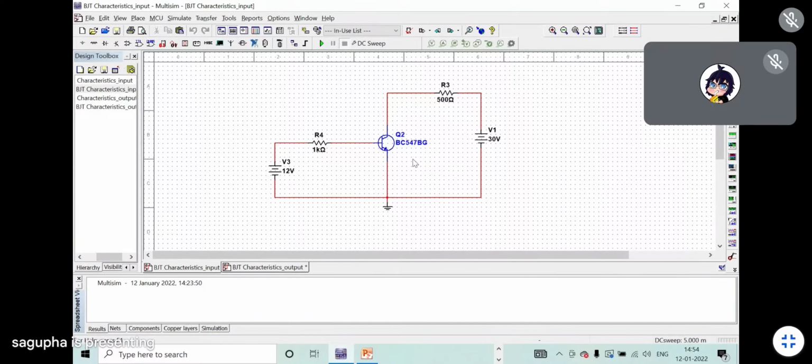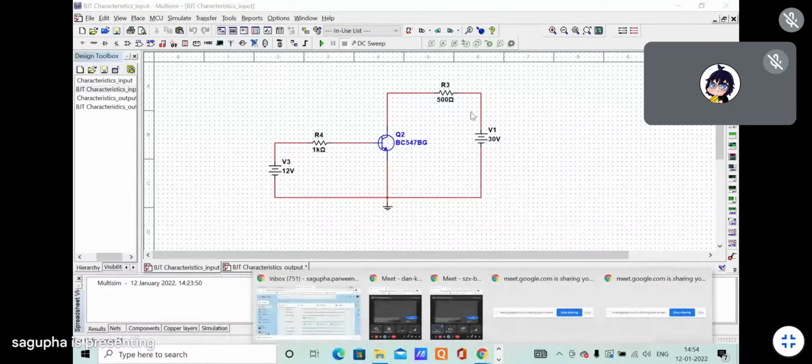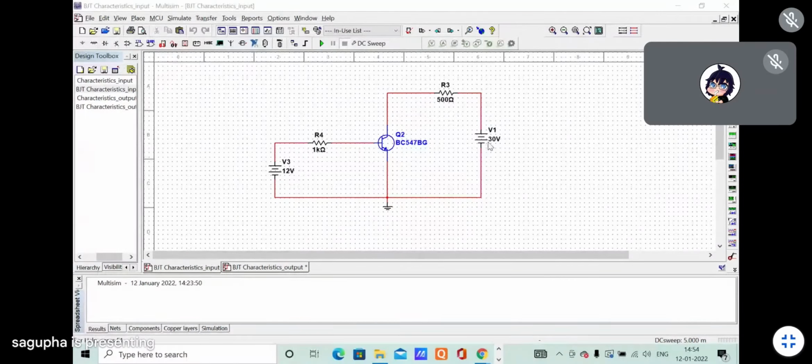Is my screen visible to both the groups, B1 and B2? Yes. The output side should be in reverse bias. Here it is N, right? I have connected it with the positive side, so this is in reverse bias. If I flip this, then it will be in forward bias.